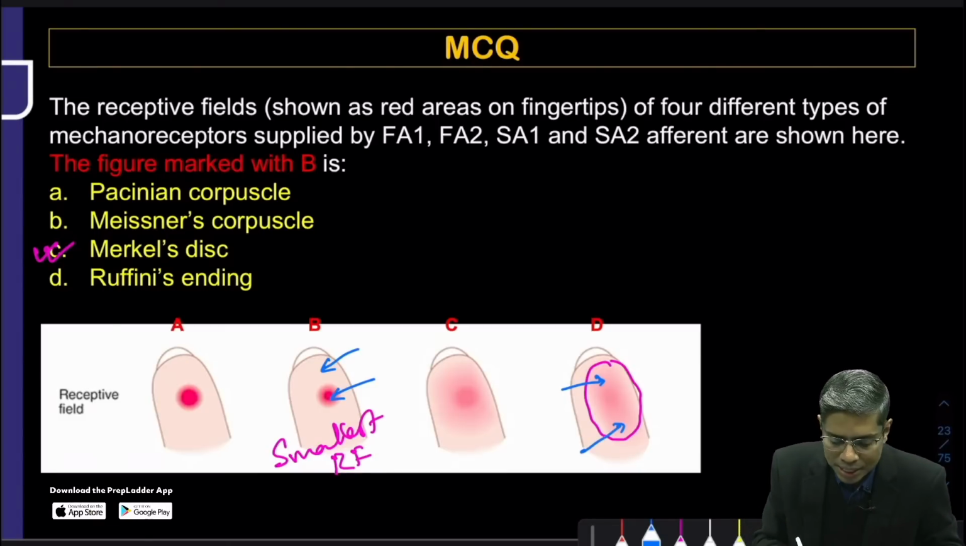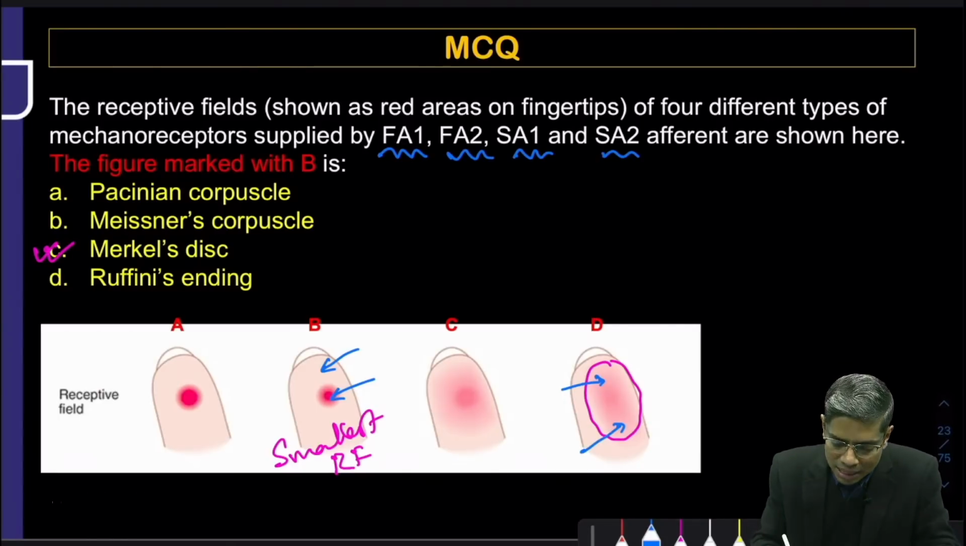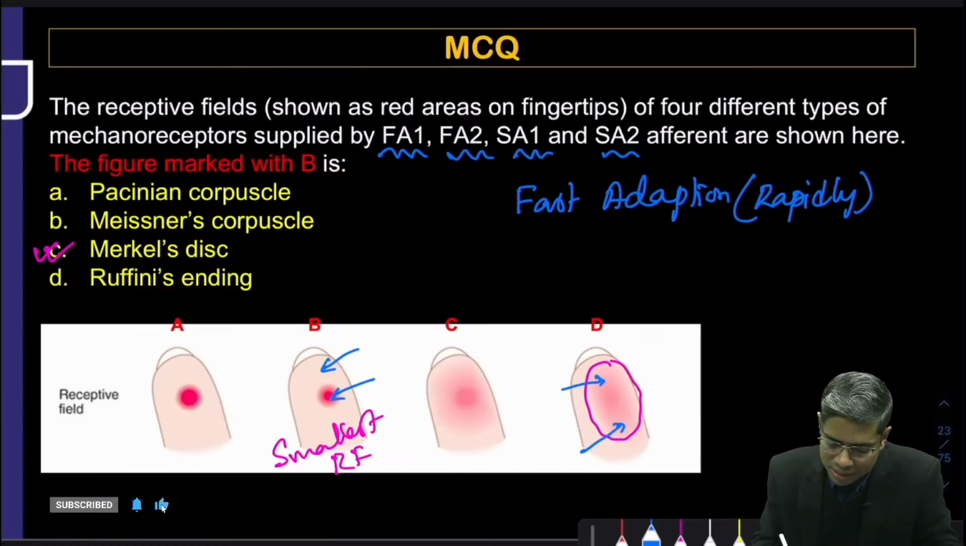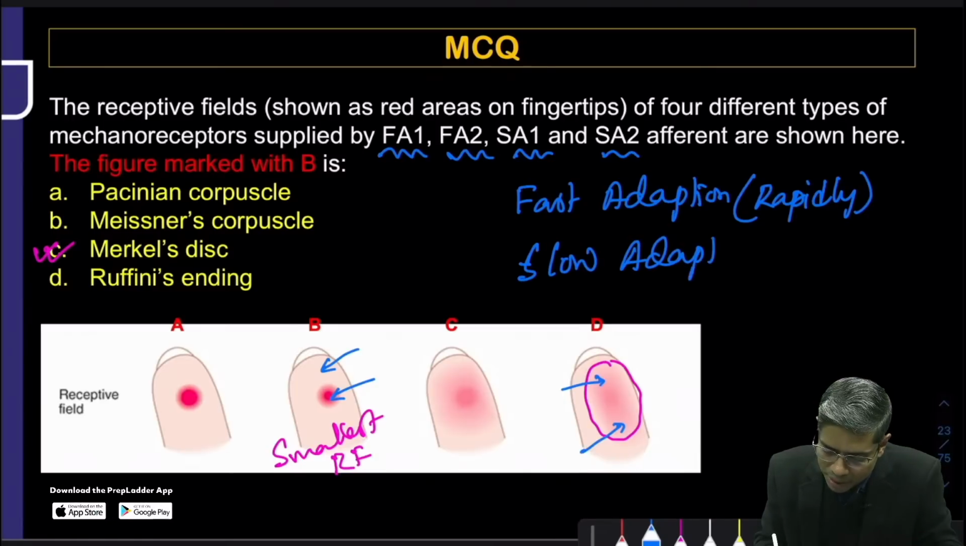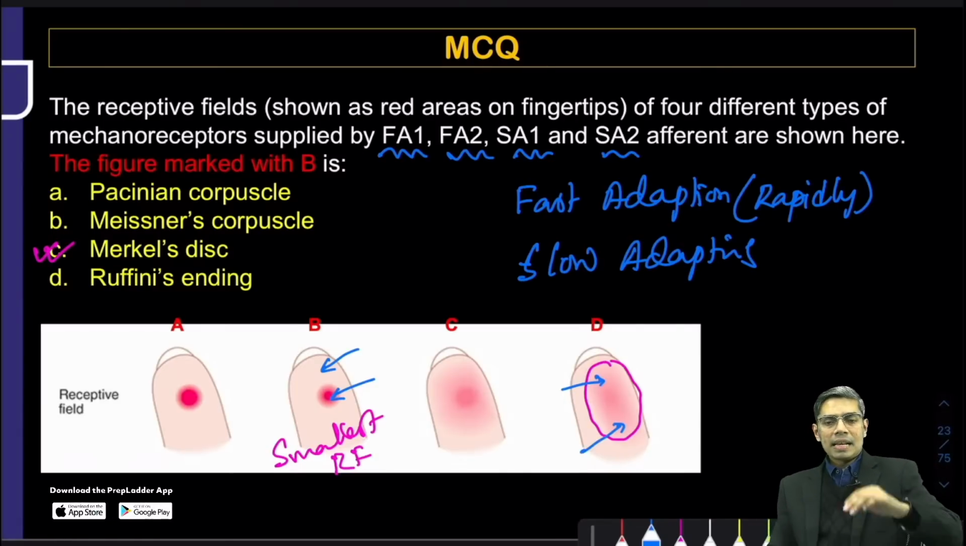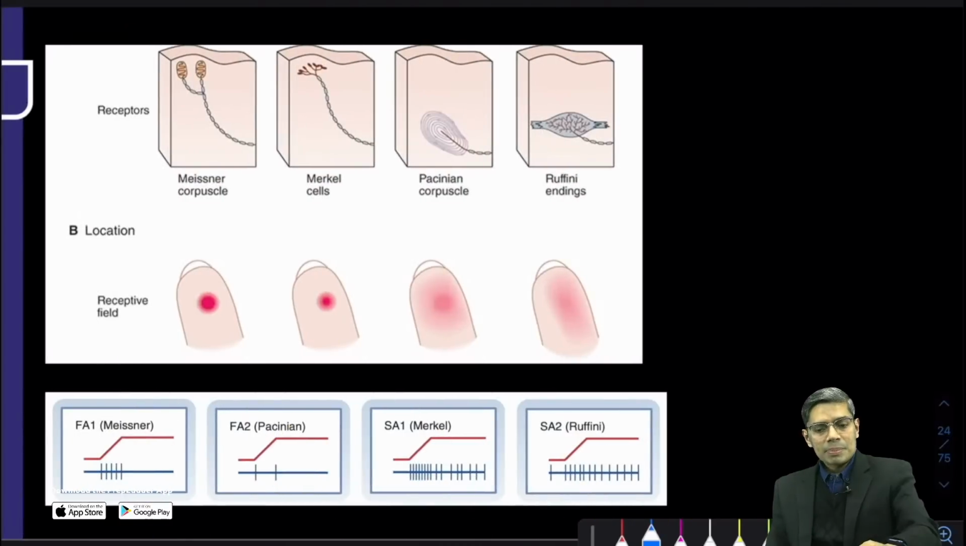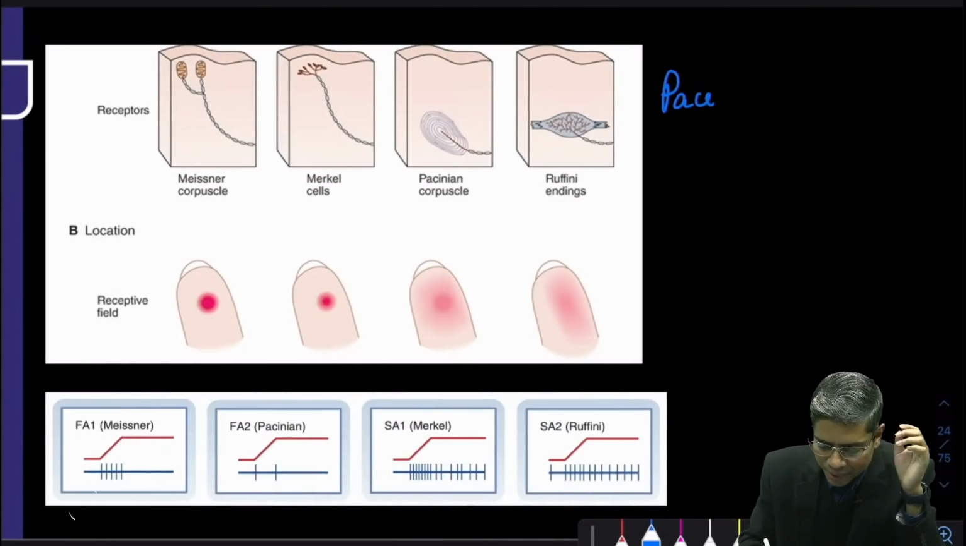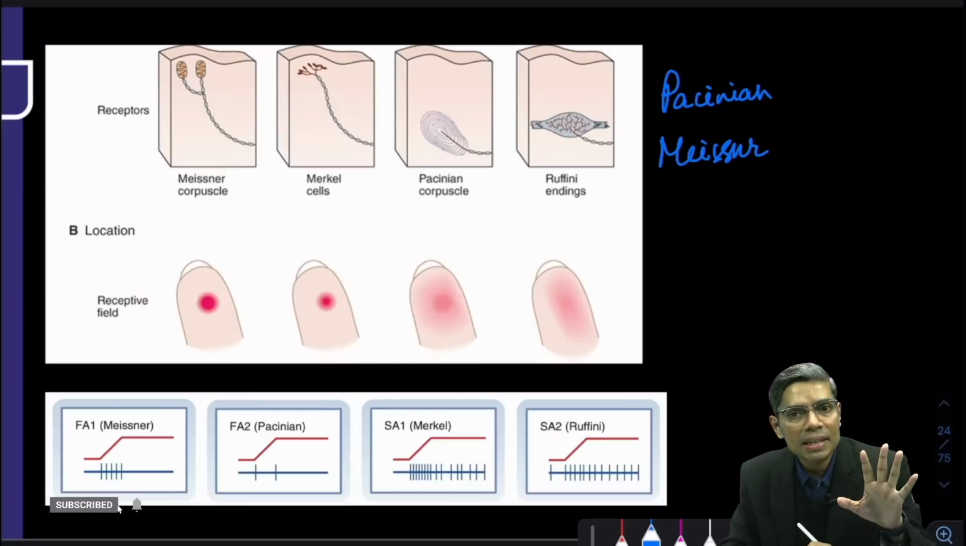Now look, these FA1, FA2, SA1 and SA2, what is the meaning of that? FA stands for fast adapting receptor. Fast adapting, maybe you have already read, is known as a rapidly adapting receptor, and SA stands for slow adapting receptor. Now you tell me the answer: what are the rapidly adapting touch receptors in our body? So rapidly adapting receptors are the Pacinian and Meissner's, right. These two are the rapidly adapting receptors.